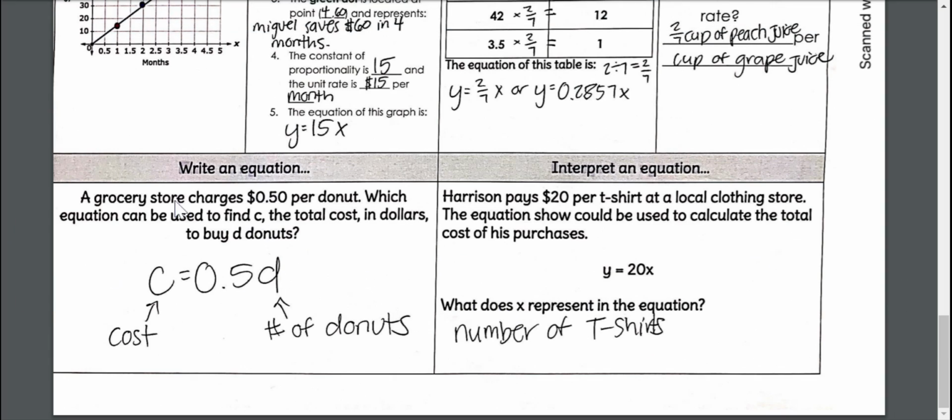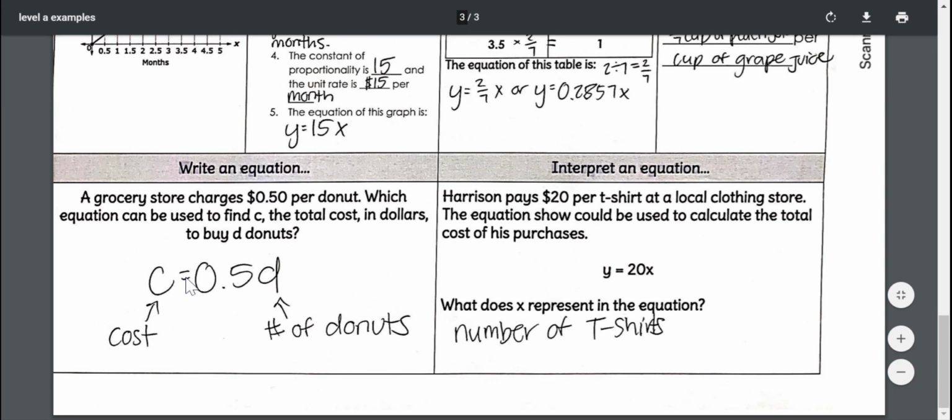All right, next we're going to write an equation for this situation. A grocery store charges 50 cents per donut. Which equation can be used to find C, the total cost in dollars, to buy D, the number of donuts? This one's pretty straightforward. The total cost is equal to 0.5 times the number of donuts.